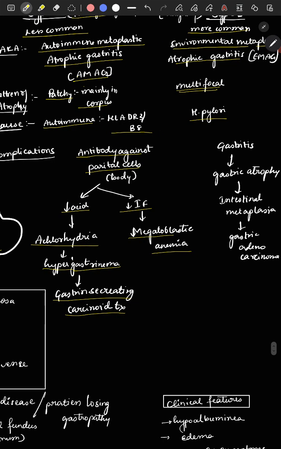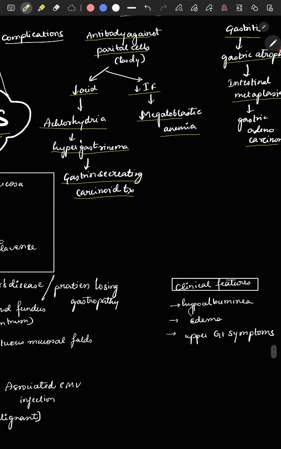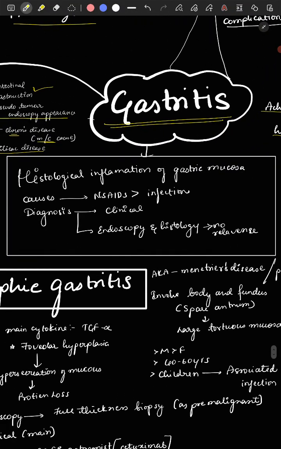And in type B, the complications are that the gastritis causes gastric atrophy which causes intestinal metaplasia and gastric adenocarcinoma at the end. What is the cause of histological inflammation of gastric mucosa? It is mainly caused by NSAIDs more than infection. The diagnosis is clinical or endoscopy and histology. Actually, the endoscopy and histology is not required. Can clinically diagnose it.